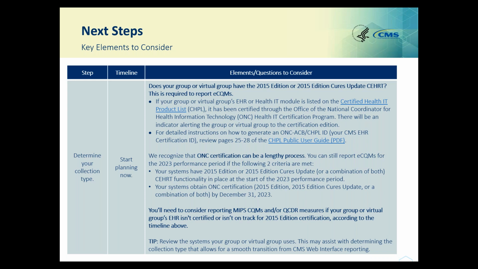Your systems have 2015 edition or 2015 edition Cures Update, or a combination of both, certification functionality in place at the start of the 2023 performance period. Your system obtains ONC certification, so the 2015 edition or 2015 edition Cures Update, or a combination of both, by December 31st, 2023. You'll also need to consider reporting MIPS eCQMs and/or QCDR measures if your group or virtual group's EHR isn't certified or isn't on track for the 2015 edition certification according to the timeline, which is that everything has to be done prior to the performance period starting. Next slide, please.